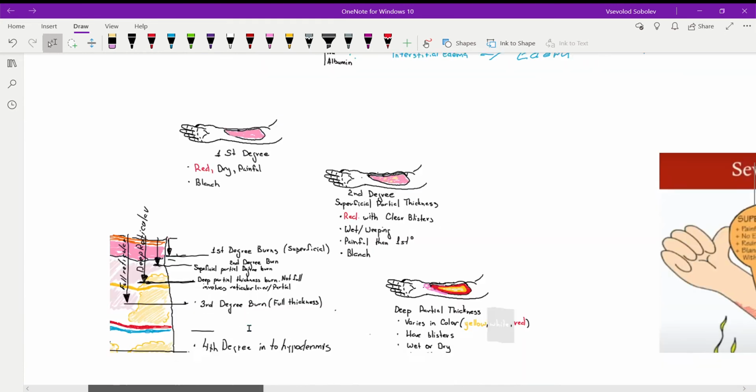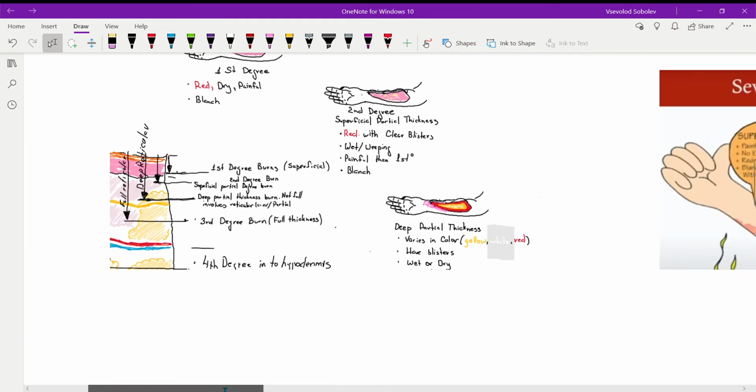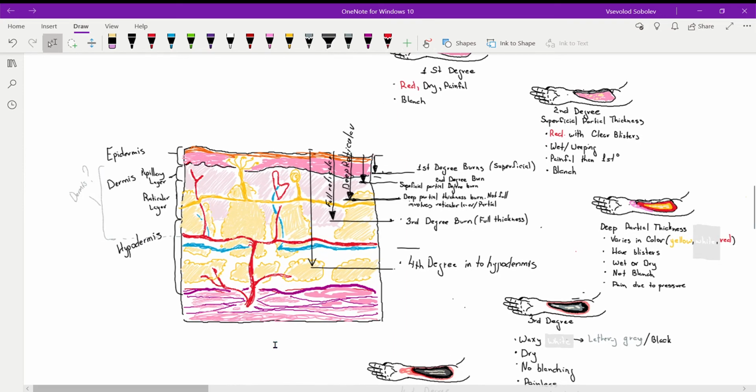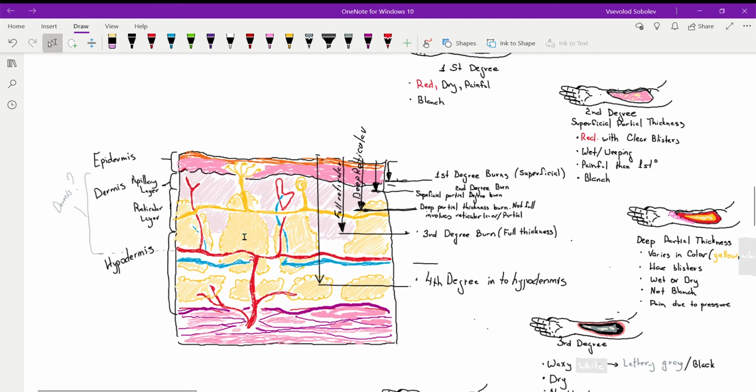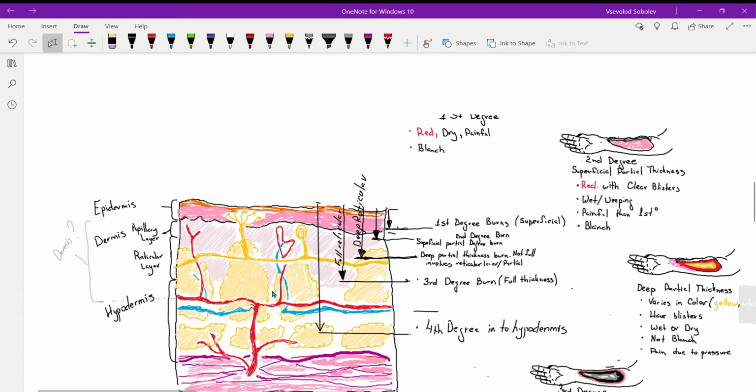Alright, so next diagram, again, just going over things. I'm gonna go over it several times until it sinks in. So we got our epidermis, our papillary layer, our reticular layer in the dermis, and hypodermis. So first degree burn is just that superficial epithelium is burned, and it's painful. So this is red, dry, painful, blanching with pressure.